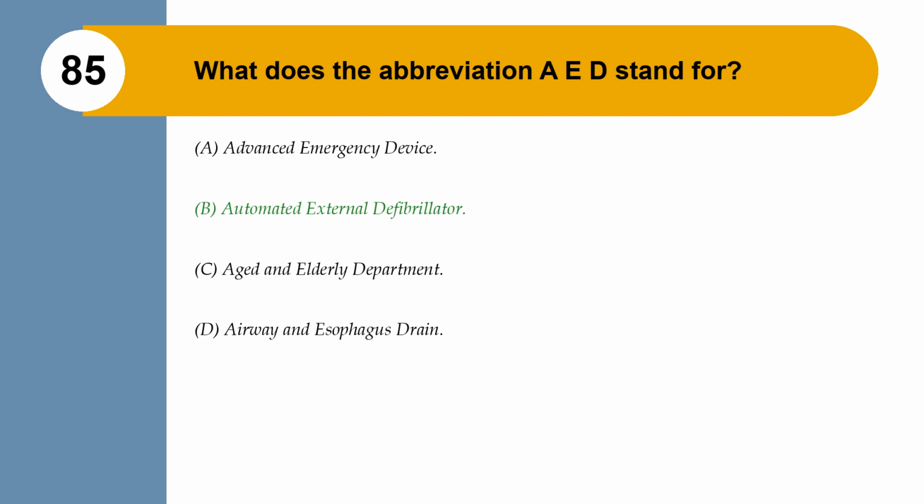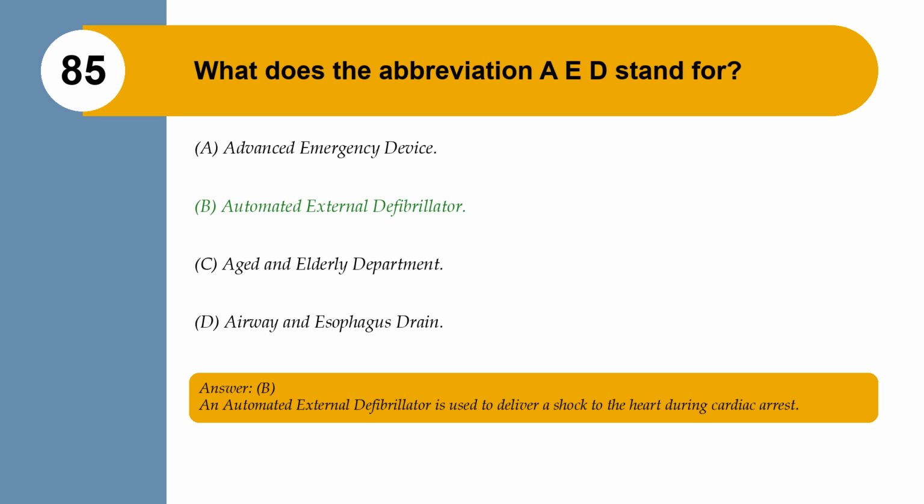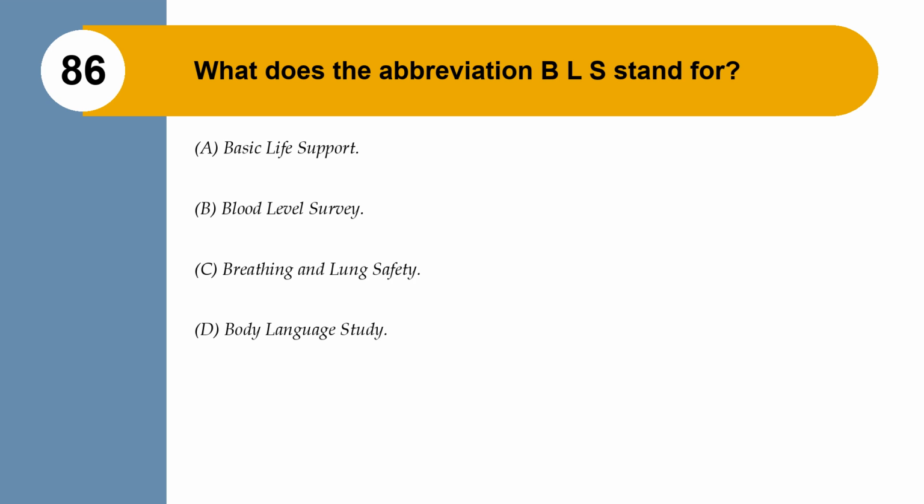The correct answer is option B, Automated External Defibrillator. Explanation. An automated external defibrillator is used to deliver a shock to the heart during cardiac arrest. Question 86. What does the abbreviation BLS stand for?